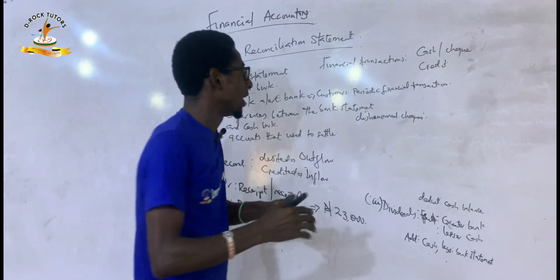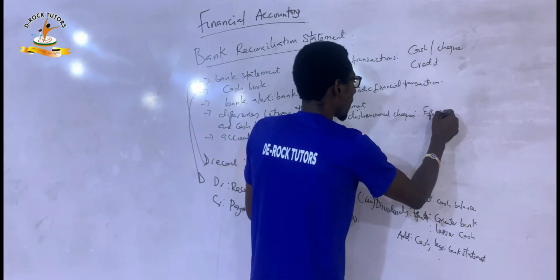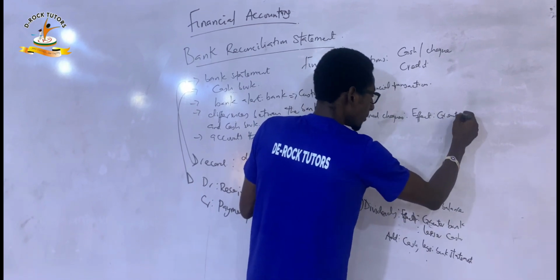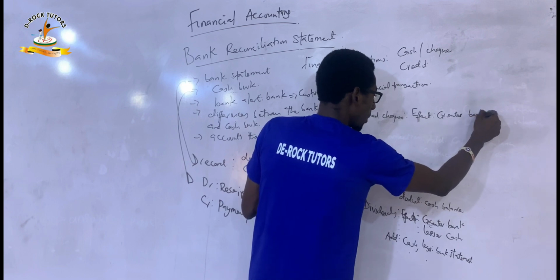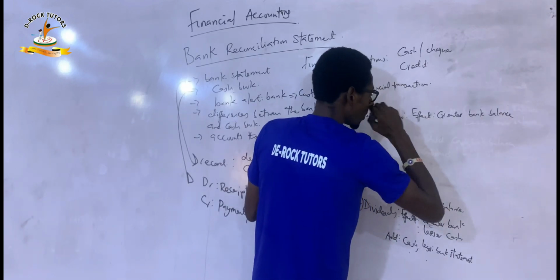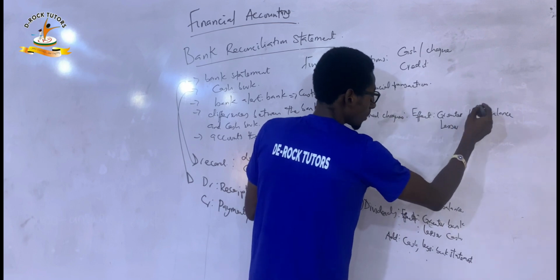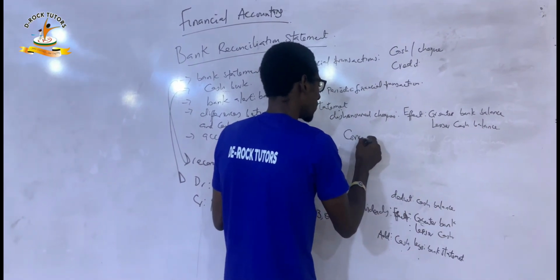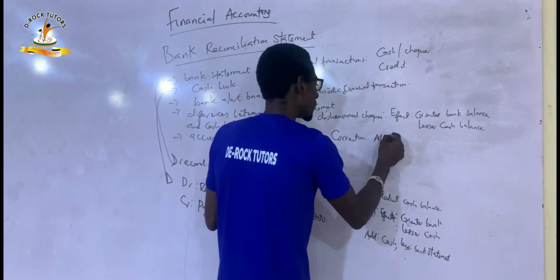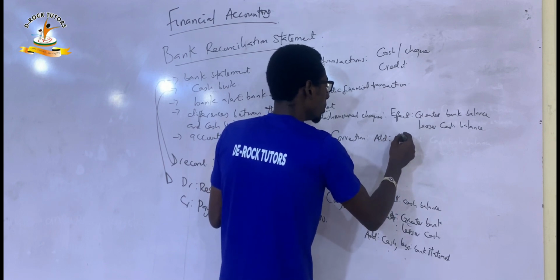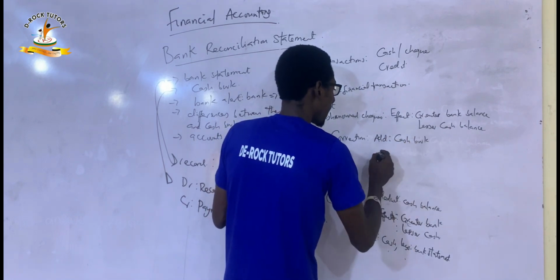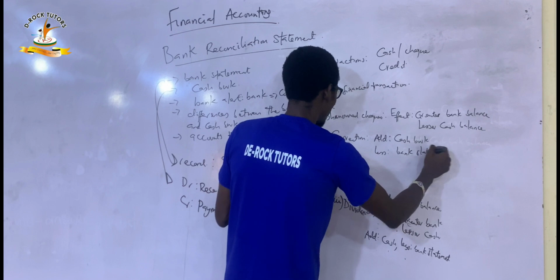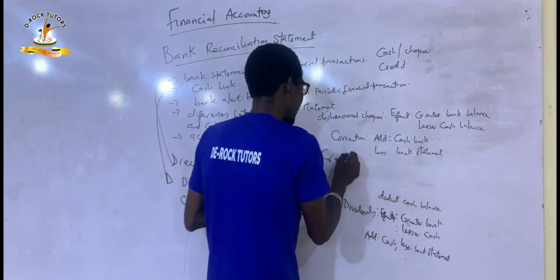Now, when such is done, the effect of the dishonored check is it will cause a greater bank balance and a lesser cash balance. Now, to correct it, the correction is to add to the cash book and less from the bank statement.